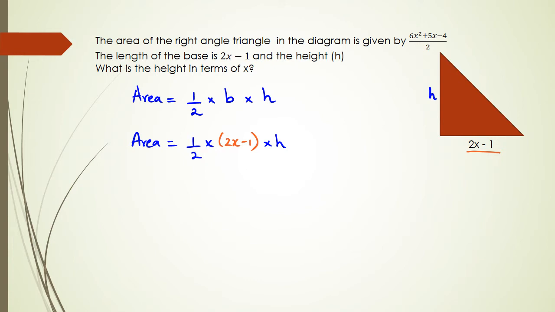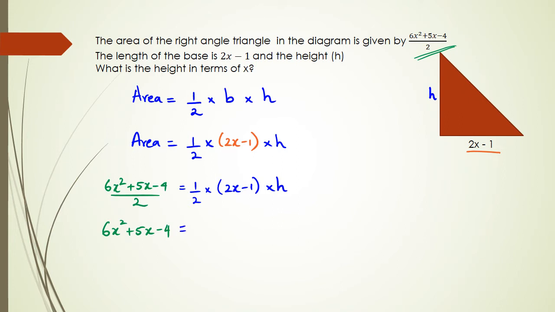Now what we also know is what the area is. So I'm going to rewrite area as 6x squared plus 5x minus 4 over 2 equals half multiplied by the base, which in this case is 2x minus 1, multiplied by height. Both of these terms are being divided by 2, so I can get rid of the 2's, and the numerator equals the right hand side numerator. So 6x squared plus 5x minus 4 equals 2x minus 1 multiplied by h.